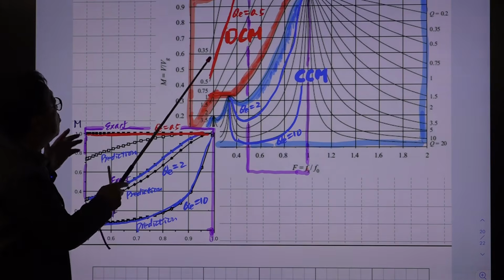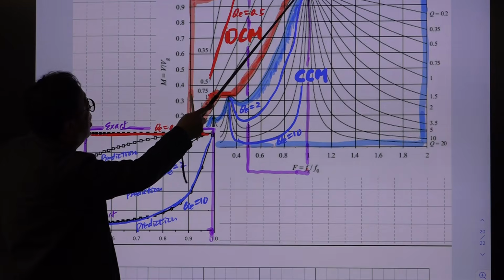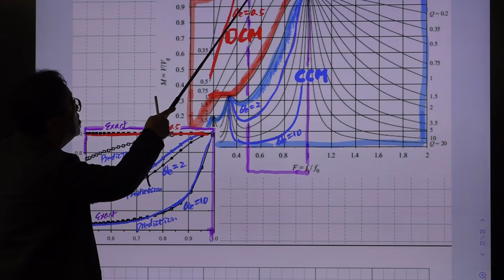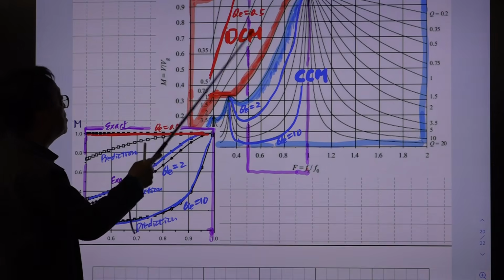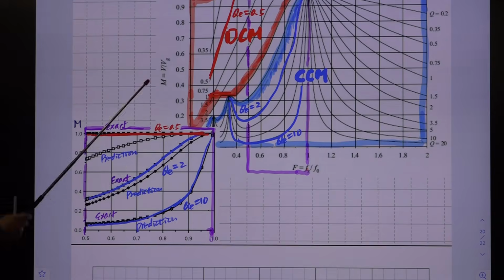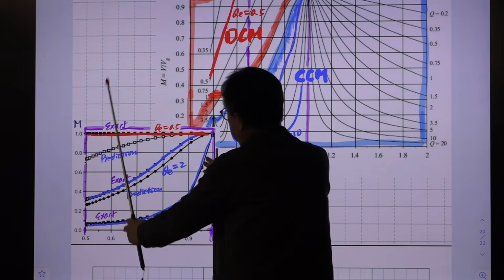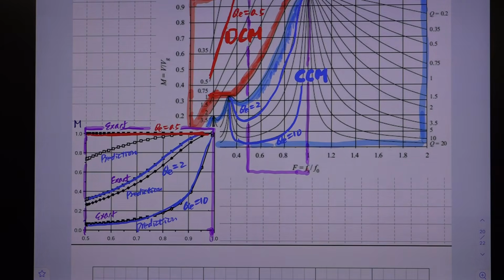And if Q is smaller than 0.5, there is some dead zone like this. The output voltage remains 1 all the time, and it behaves like this. That part, as I said, was shown in the previous curve. This purple box translates this. That is the relationship between the result of the exact analysis and the prediction of the fundamental frequency model.